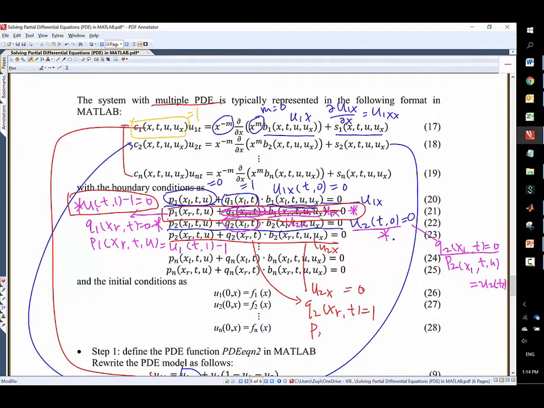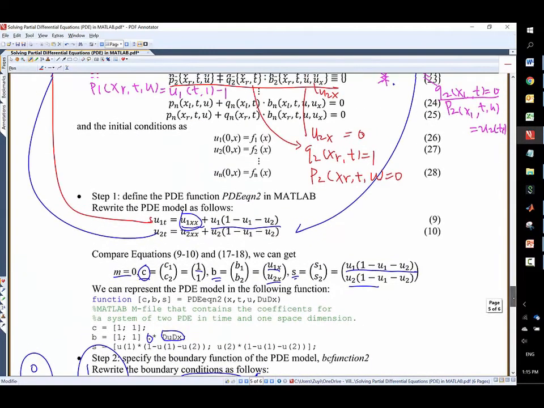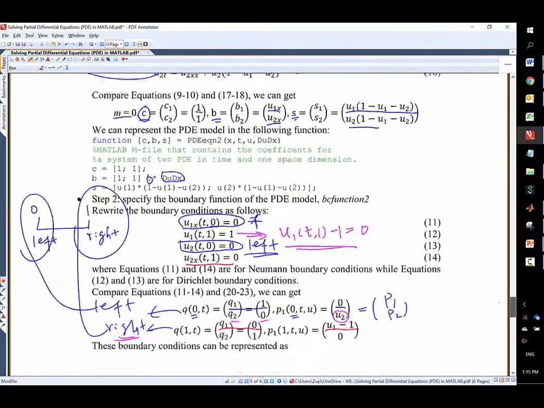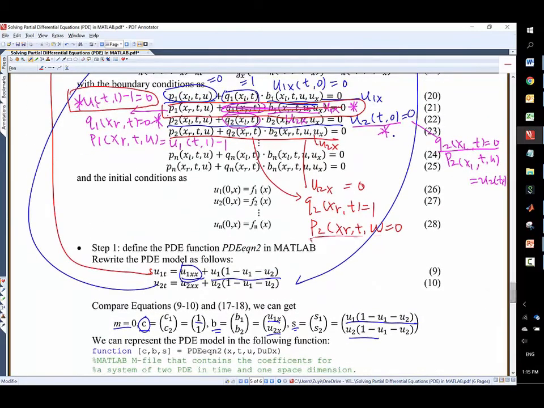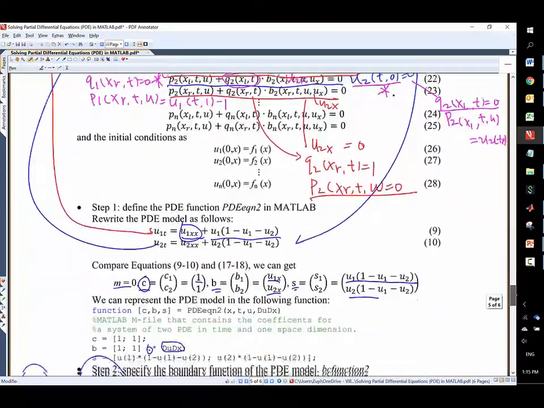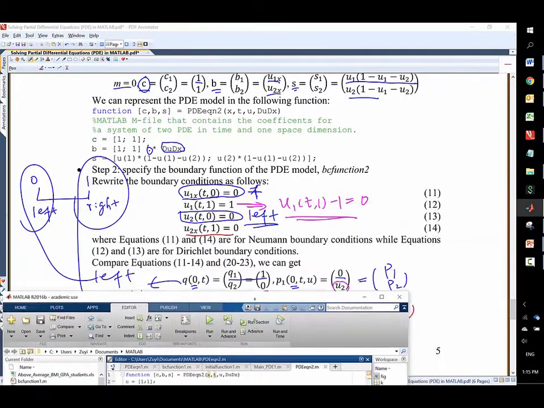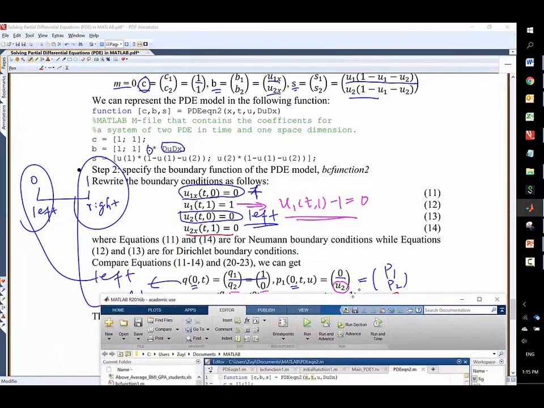So therefore, we could put p2 srt u equal to 0. So here this is p1 and p2, right? So p2 equals 0 here, and then q2 equal to 1. Anyway, what you need to do is just compare the equation with the standard format and then try to figure out what is the q and what is the p, right?